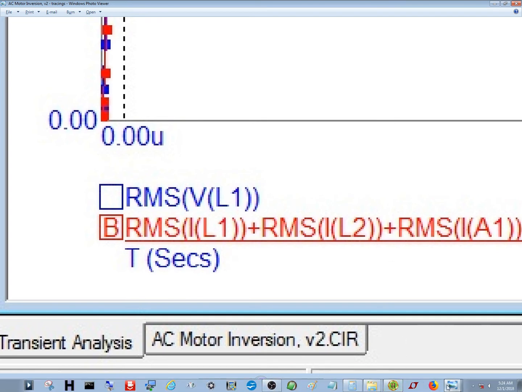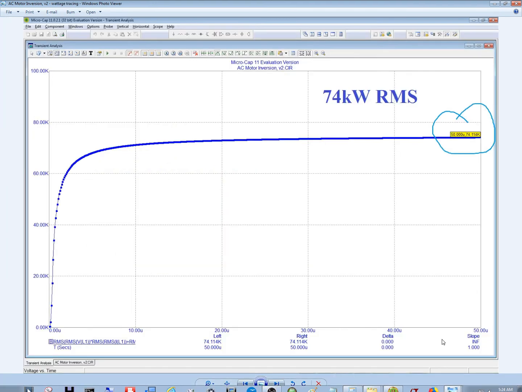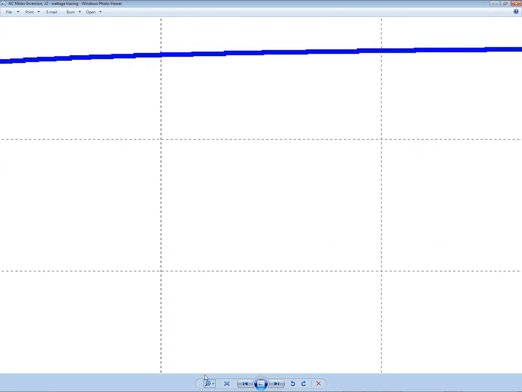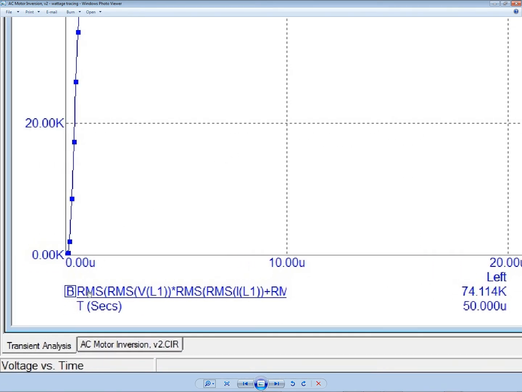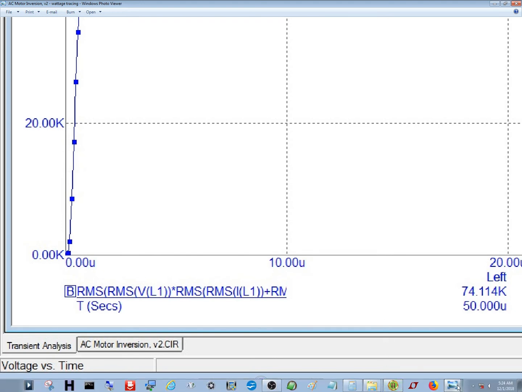So let's find the tracing for the wattage. Here it is, 74 kilowatts, which is what my car is rated at, a little higher. My car is rated at about 67 kilowatts, so my simulation is right on target. It's pretty close. And just to show you the functional expression here, you take the RMS of the total product of the RMS of the volts of L1 times the RMS of the summation of the RMS of L1 and the RMS of L2 and the RMS of A1 and the RMS of A2. Now let's see what other, go back to the schematic.